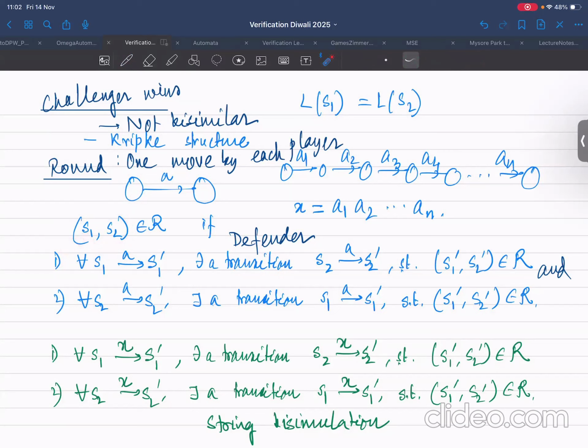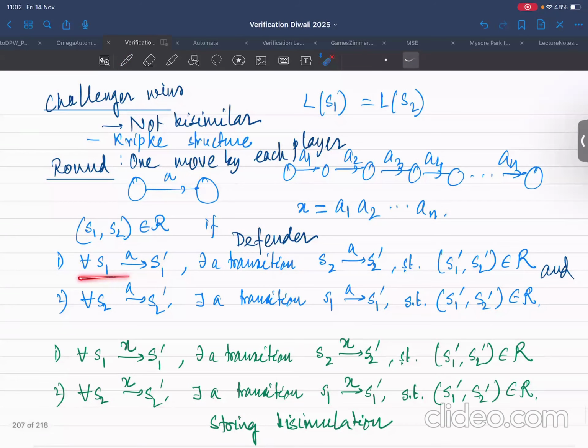And the defender has to choose the other side, right? If the challenger chooses this one, for example this successor, then the defender has to choose this side. The defender has to mimic the move from this side, and the game proceeds to the next configuration. And see, (S1', S2') belongs to R, and now you can again start from here.